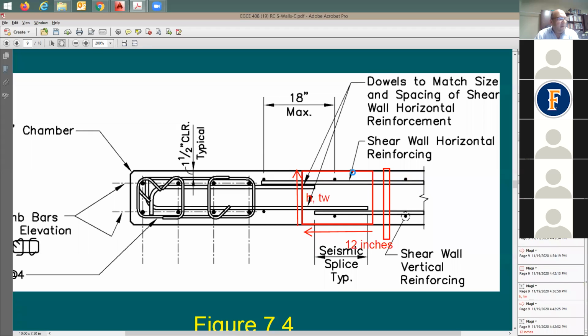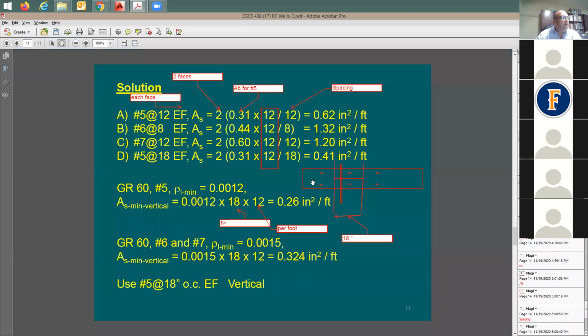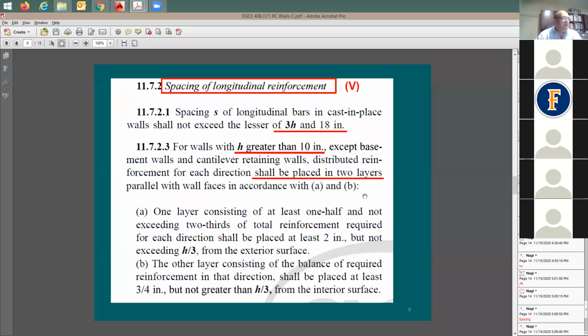And then the 18-inch maximum, that's according to code, is that right? Yes, you have 2 limits for the code. The code says here, I have 2 limits that you need to worry about for the horizontal and the vertical. The first one here is for the vertical. It says, shall not exceed the lesser of, which means the smaller of the 2. So I have here 2 conditions. One of them says 3 times h, the wall thickness, and 18 inches.